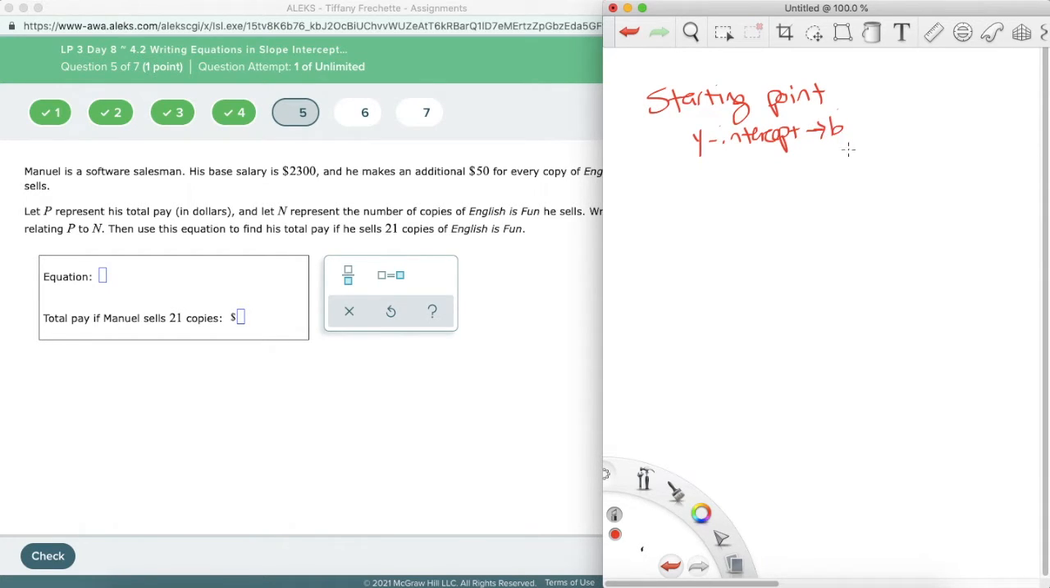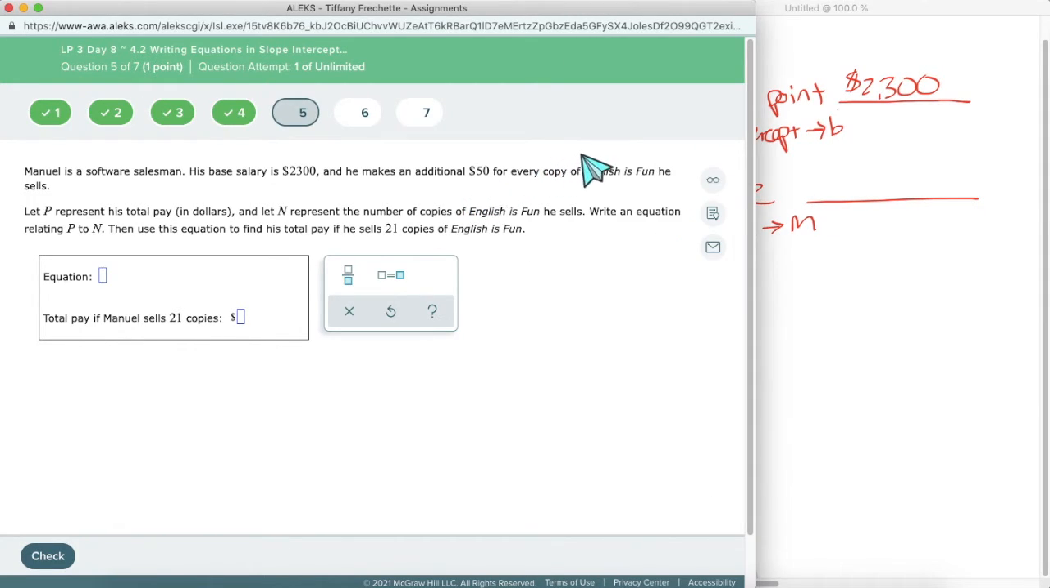So our starting point here, no matter what, he's going to make $2,300, right? That's his starting salary, his base salary. So whether or not he sells a single book, he makes $2,300. And then the change, which is our slope, we represent as an m. That's what he gets for every copy he sells. So it's an additional amount that he gets.